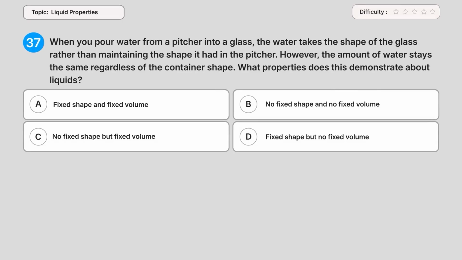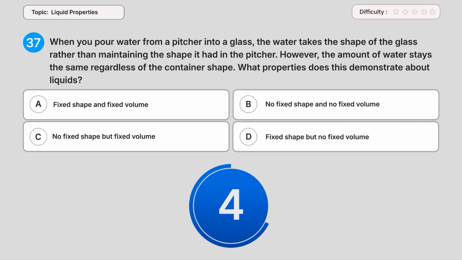37. When you pour water from a pitcher into a glass, the water takes the shape of the glass rather than maintaining the shape it had in the pitcher. However, the amount of water stays the same regardless of the container shape. What properties does this demonstrate about liquids? A. Fixed shape and fixed volume. B. No fixed shape and no fixed volume. C. No fixed shape but fixed volume. D. Fixed shape but no fixed volume. Do you know the answer?